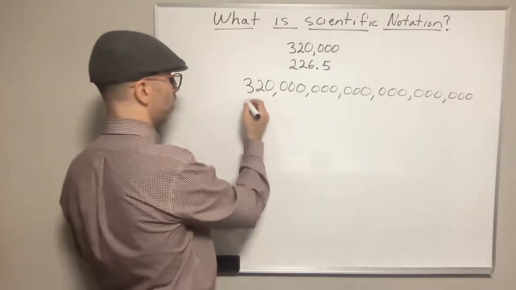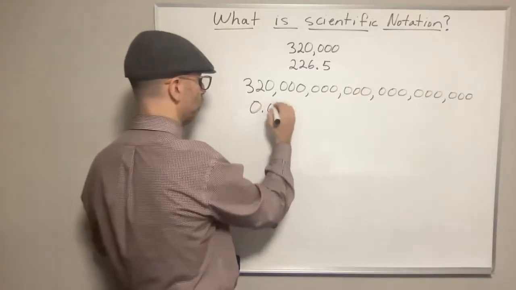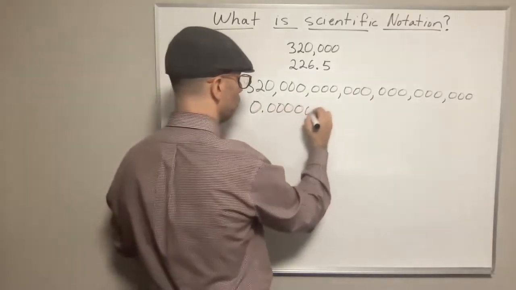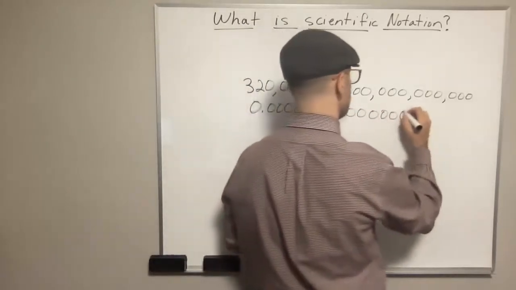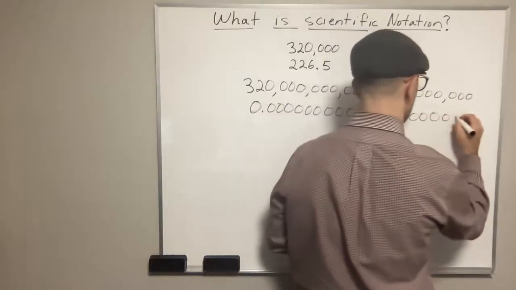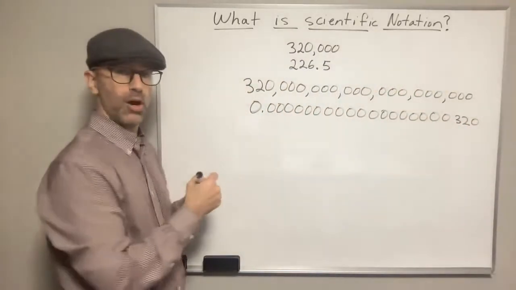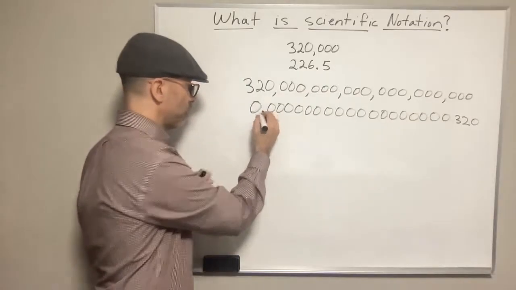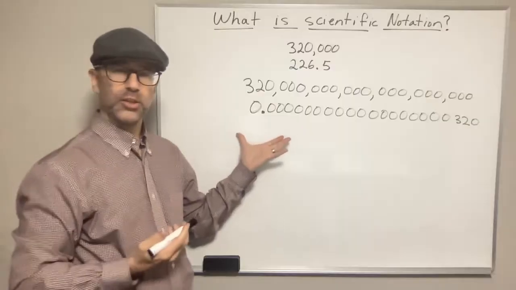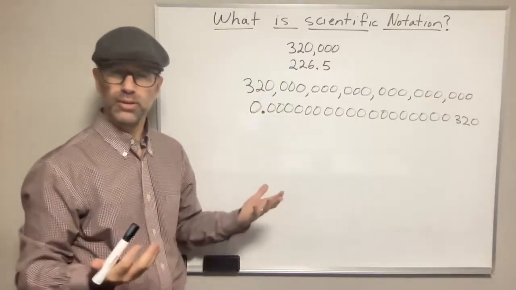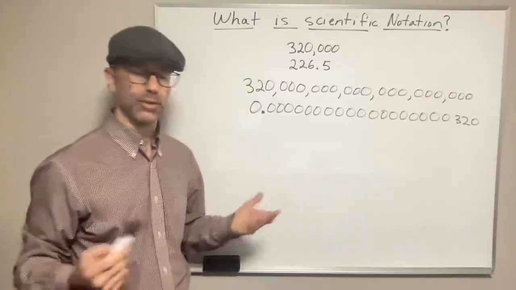You could do this also with small numbers too. Instead of this long number, you could have 0.00000000000000000320, right? So that's a really small number. Decimal point right there. So again, very inconvenient to write these numbers. There's got to be an easier way. So what is scientific notation?